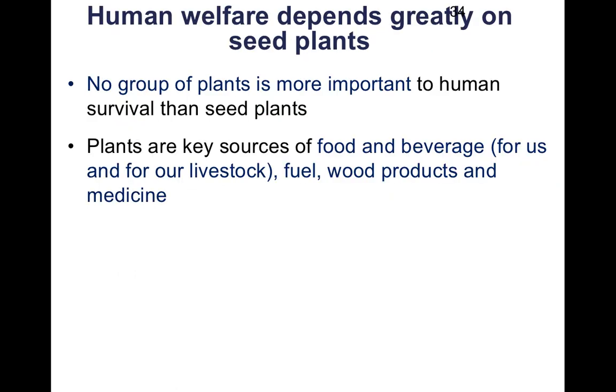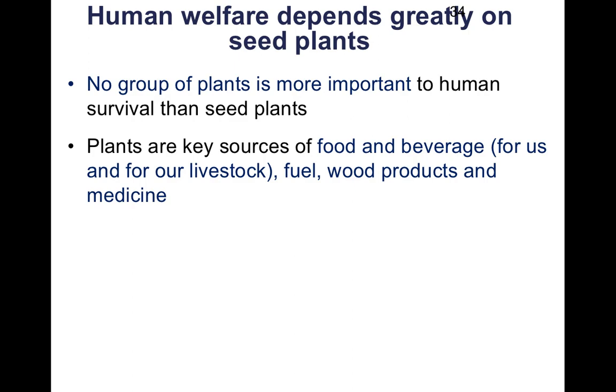And then finally, I just want to mention that we are more reliant on the angiosperms than any other plant for our survival. Angiosperms are key sources of food and beverages. So think of all the monocots, or the cereal grains, right? So the grasses, so corn, rice, wheat. These are very important sources of food for us and for livestock. Also for beverages, so beer, wine, coffee, tea, these all come from angiosperms.